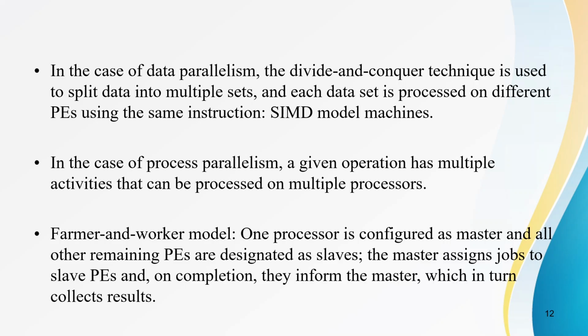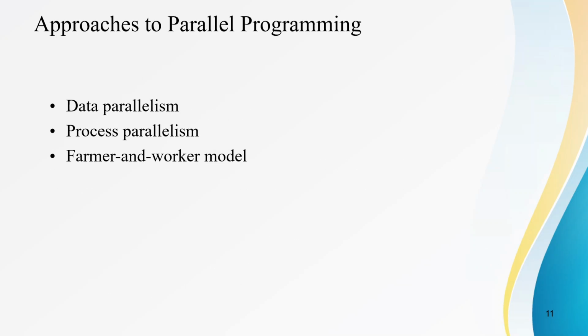Farmer and worker model: one process is configured as master, and that is the farmer worker model, that is, the master slave model. So one process is configured as master and all other remaining PEs are designated as slaves. The master assigns the jobs to the slaves, and on completion they inform the master, which in turn collects the results. So these are the three approaches to parallel programming.